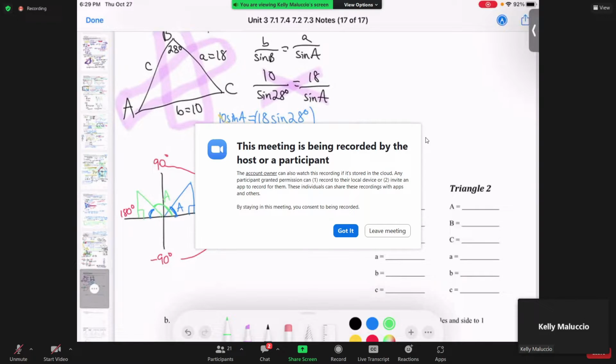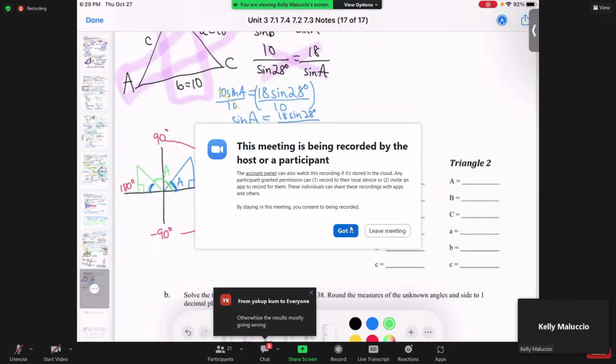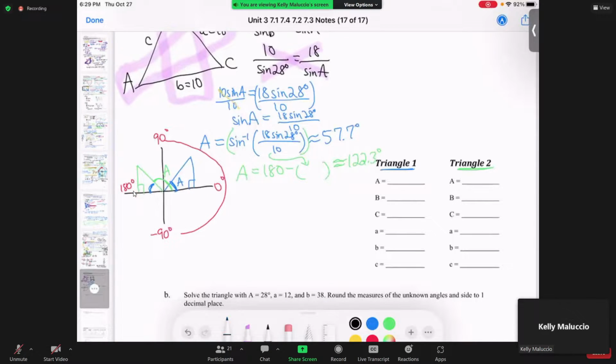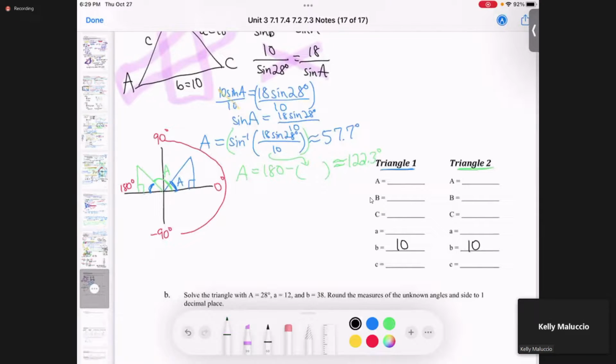But what you would do here is subtract 180 minus this whole thing, and that gives us about 122.3 degrees. So now we've got triangle 1 and triangle 2. Triangle 2 will be our green, triangle 1 will be our blue. What I'll write in black is what stays the same: what we're given. Little b, little b. Capital B was 28 degrees, and little a they gave us was 18. These stay the same and everything else will be different.